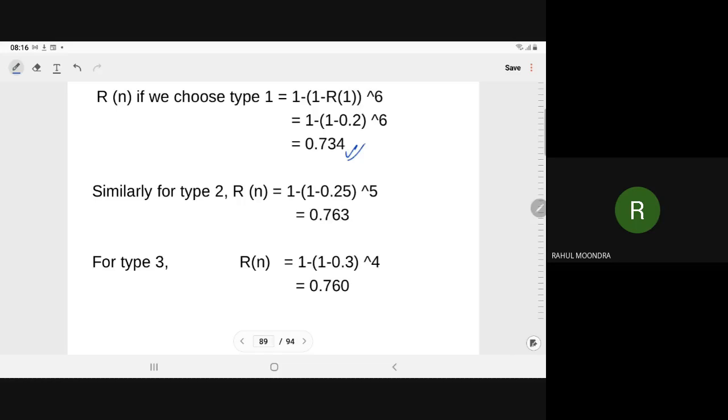Similarly, for type 2, it is given that the component reliability is 0.25. So it will become 1 minus 0.25 to the power 5, which is 0.763. Similarly, the reliability of the system comprising type 3 components will become 1 minus 0.3 to the power 4. So this value will come to 0.760.